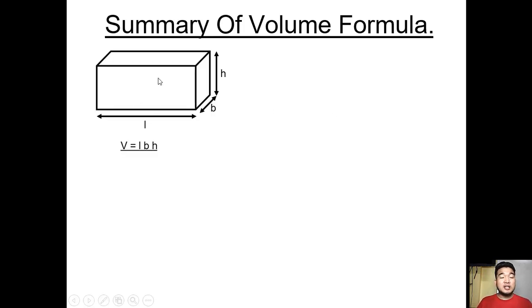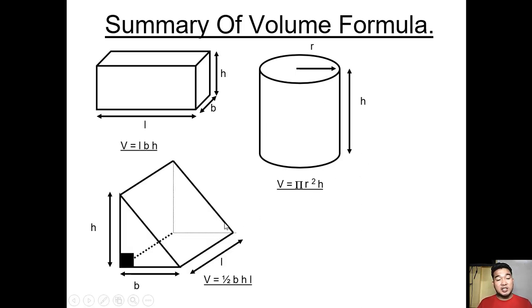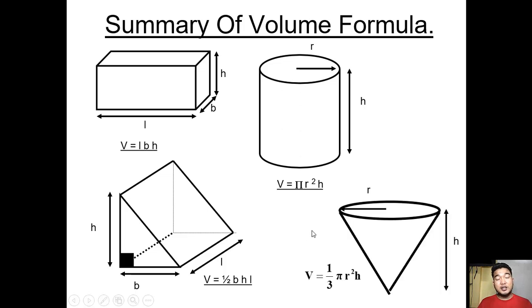Okay, so let us have a summary of volume formula. So for the cuboids, we will have V is equal to length times breadth times height. For cylinder, we have V equals pi r squared h. Then for right triangular prism, we have V equals 1/2 base times the height times the length. And then for the cone, V is equal to 1/3 pi r squared h.